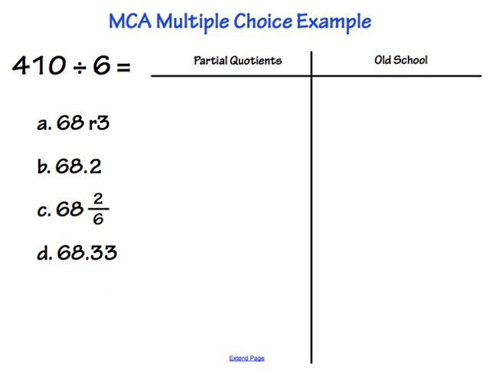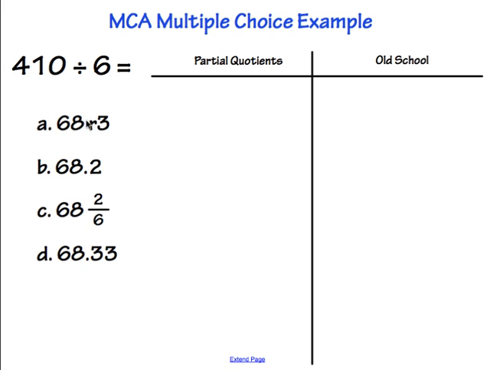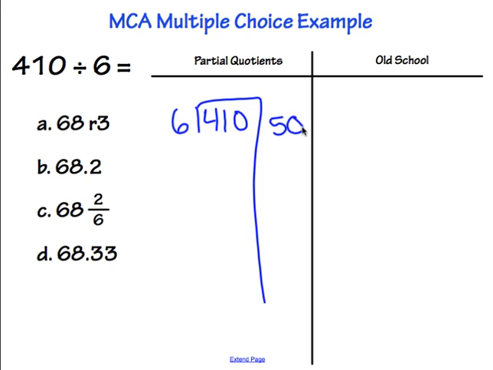Now that we know all the ways to represent a remainder, as a fraction, and as a decimal, let's go back to that multiple choice MCA example and try to solve this problem. So we're going to divide and we're going to see which one of these choices makes the most sense. So 410 divided by 6. I'm going to take 50 groups. 50 times 6 is 300.